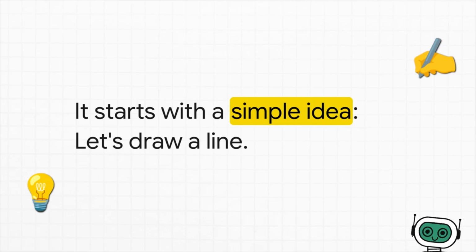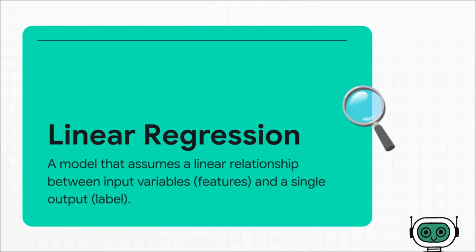Instead of trying to connect every single dot perfectly, we just make an assumption. We assume that the relationship can be roughly captured by drawing a single straight line right through the middle of the data. That line becomes our predictive model. And that right there is the essence of linear regression. It's a model that assumes a linear, or straight-line, relationship exists between your inputs, which we call features, and the single output you're trying to predict, which we call the label.